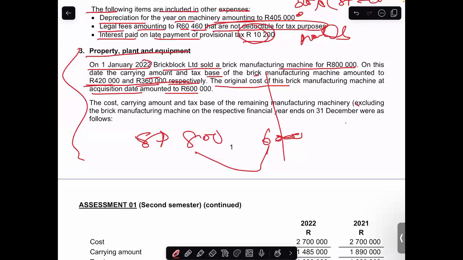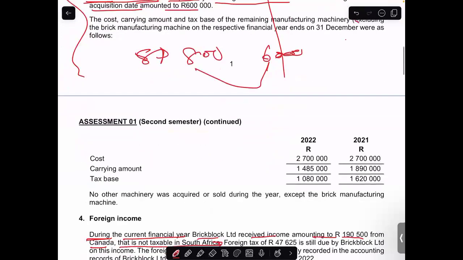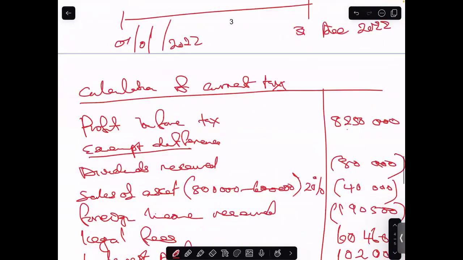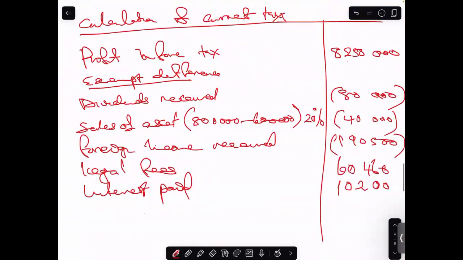So as for exempt differences, we can now calculate the total. Let's add. Right, our total, we are going to put it here. Remember, we want exempt difference. Minus 800 plus minus 400 plus minus 190,500 plus 6,460 plus 10,200. Right, do the calculation for me. I'll give you 30 seconds to do it.